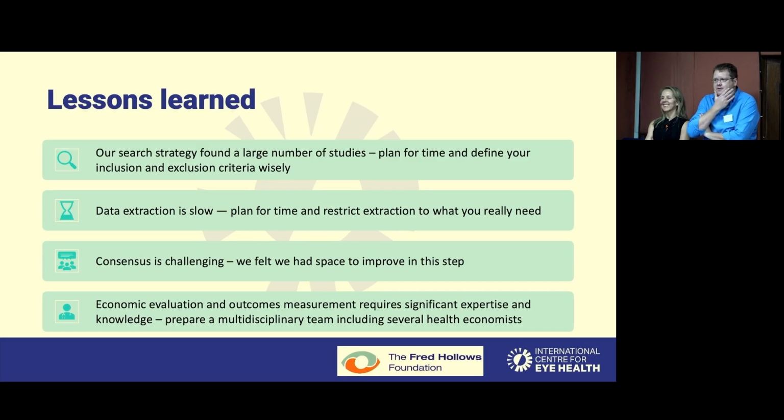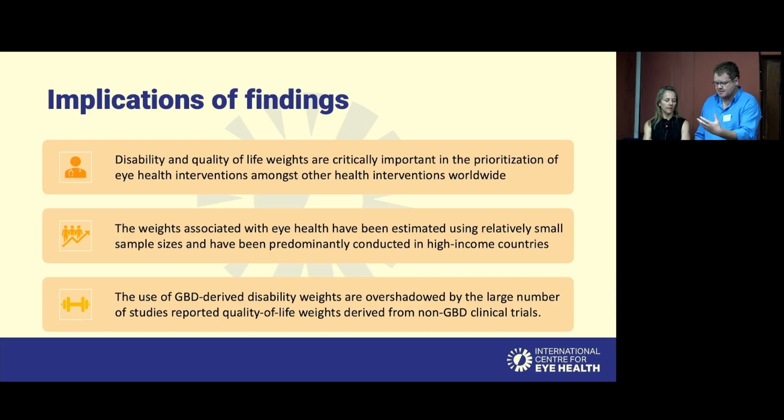Consensus was a little bit difficult. It really wasn't us comparing apples to apples with all these papers, because the methodologies and the terminologies used were so different across all of them. It was really hard to get consistency in the results. And you definitely need a multidisciplinary team to do this. I think this is just one last slide here on the implications.